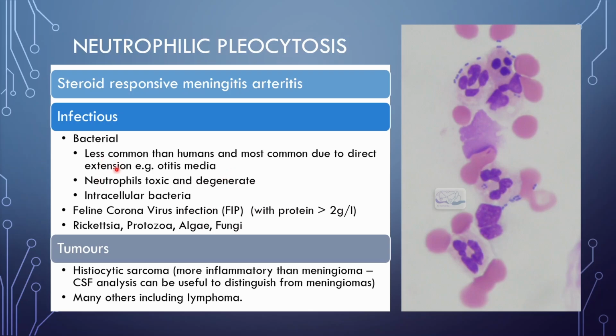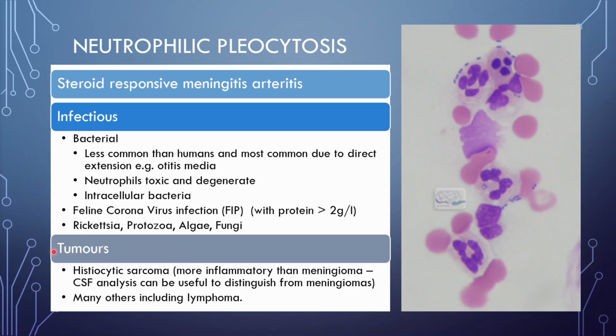Now, when there is a bacterial infection, then the neutrophils have a more toxic and degenerate appearance, whereas in steroid-responsive meningitis arteritis, they do not look toxic and degenerate on the whole, they look healthy. And you should be able to see intracellular bacteria, as we can here. There. So you also get a neutrophilic pleocytosis associated with FIP, feline coronavirus infection, and often the protein in those is really high. And you may also see it with other infections, rickettsia, protozoa, algae, fungi.